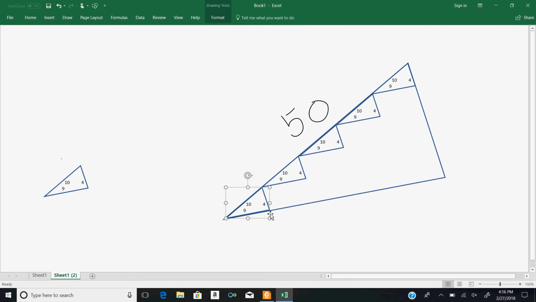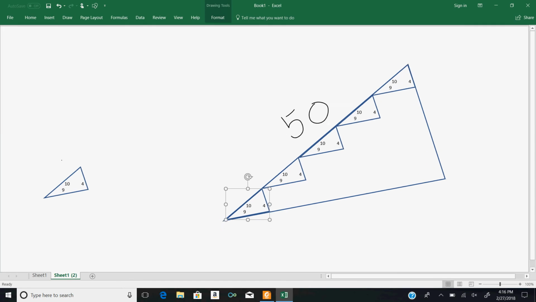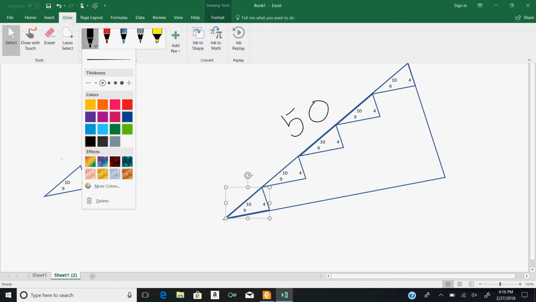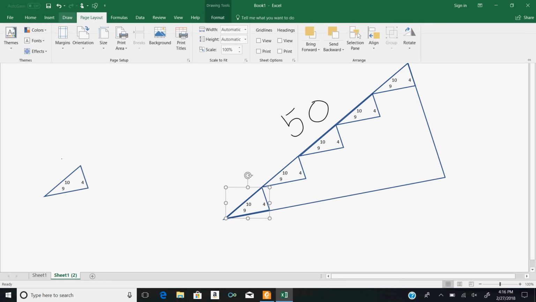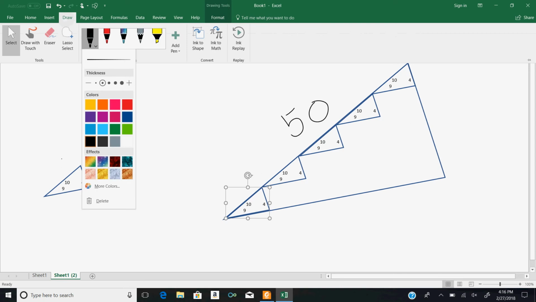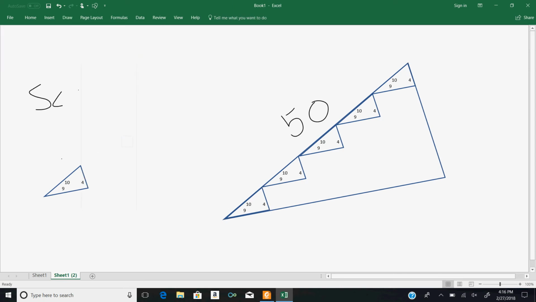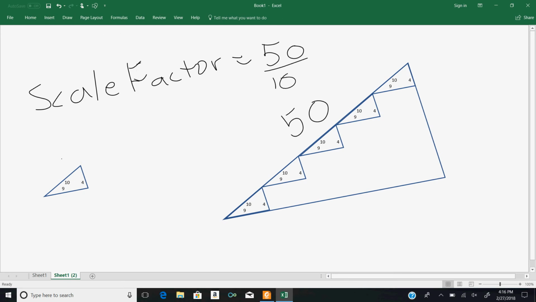And I can see that I have 50. Or my scale factor equals 50 divided by 10, which is 5.